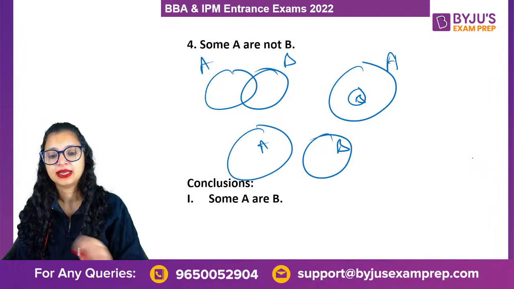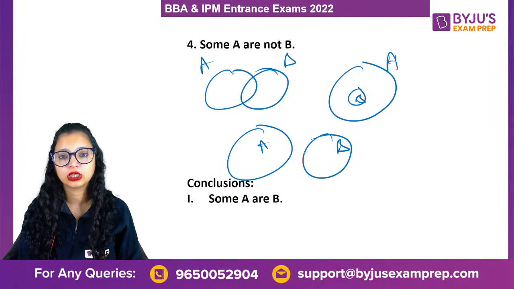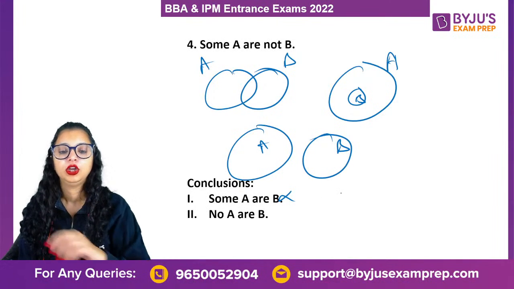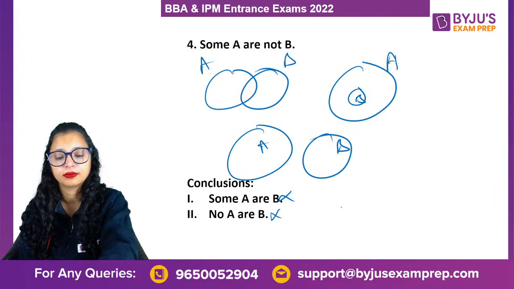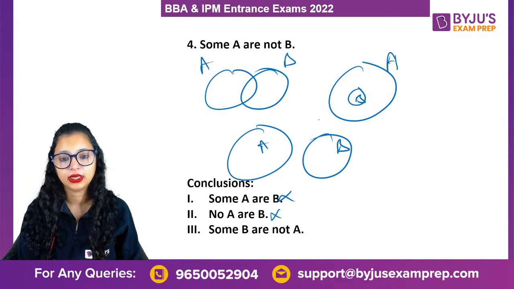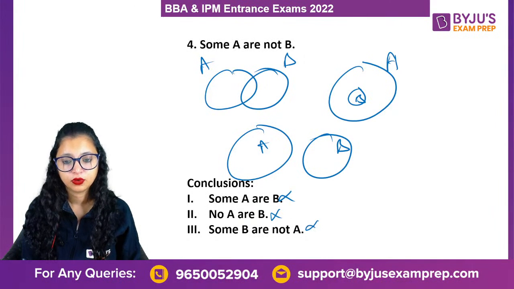First one, some A are B. Some A are B is false in the third diagram. False conclusion. No A are B is false in the first diagram. False conclusion. Some B are not A is false in the second diagram. Wrong conclusion.